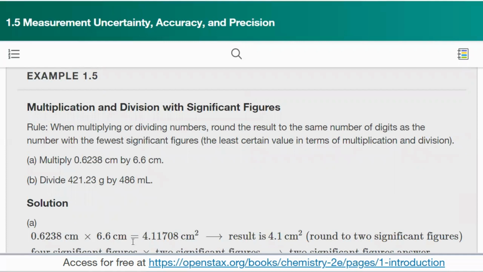So when we multiply it, we put it in our calculator. And by the way, when you multiply the units too, centimeter times centimeter equals centimeters squared. And then you multiply the number. The result needs to be rounded to two significant figures because the smallest, let's see, round the result to the same number of digits as the number with the fewest significant figures.